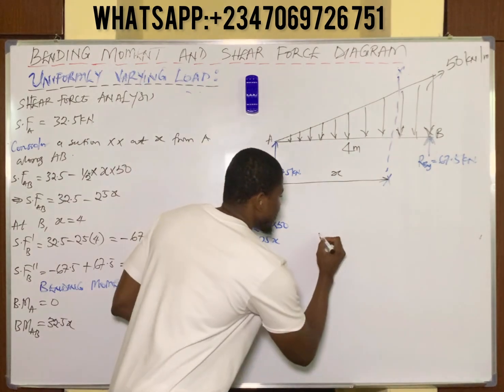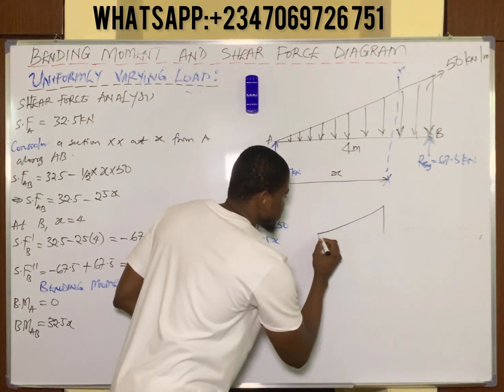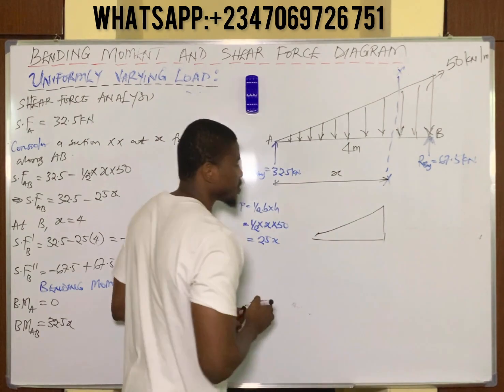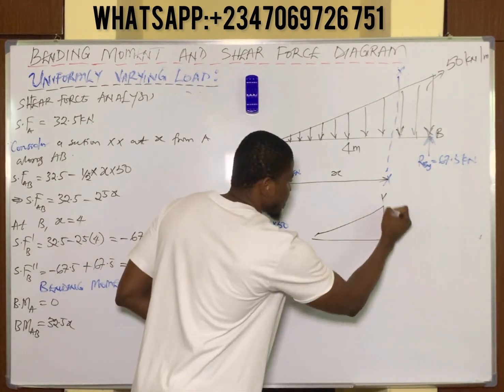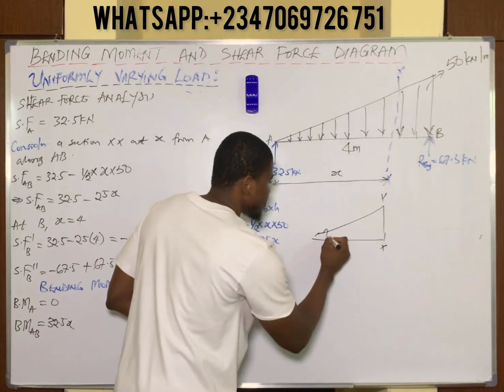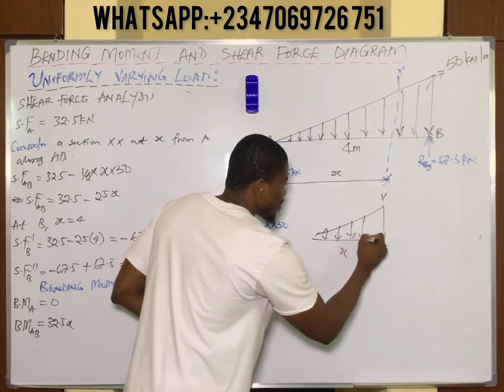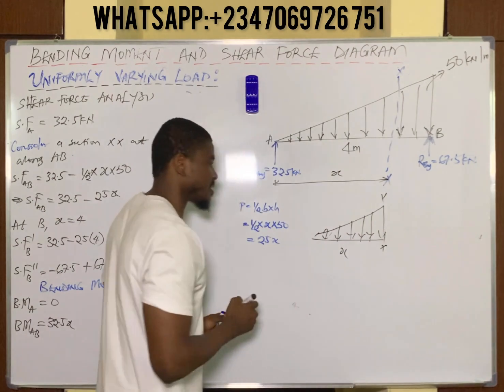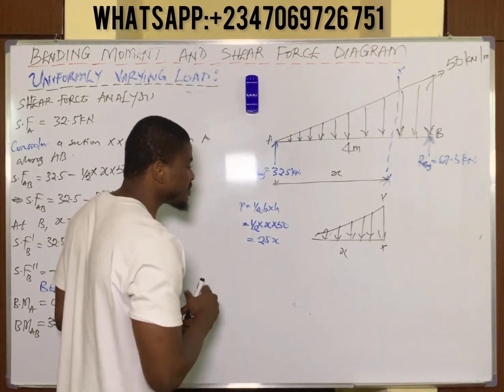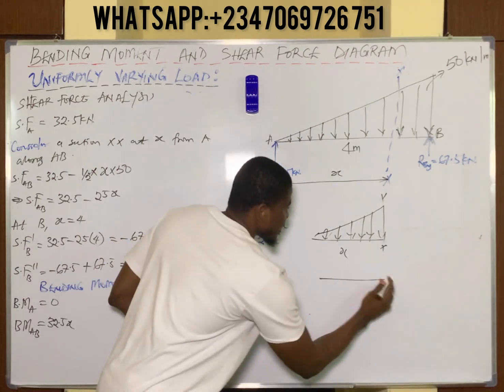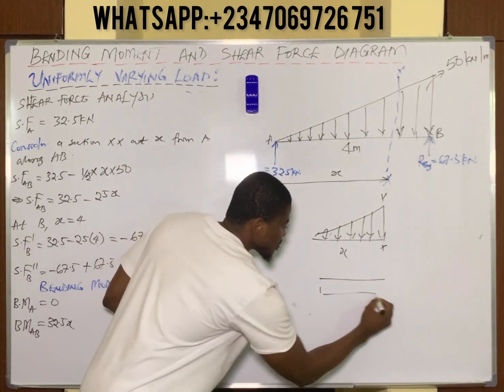Let's draw out this diagram just to explain. This is the point of section XX, and this is our distance x. This is the uniformly varying load. Just to explain better, this is the beam that contains the point of section. From here to this point is x.